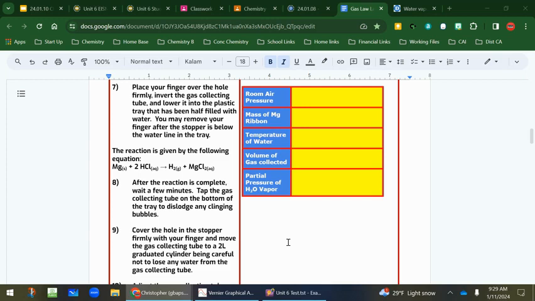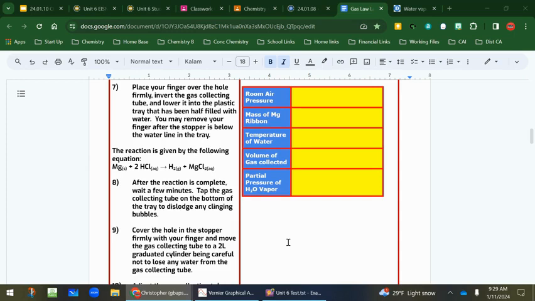What pressure do we know? Room pressure. We are going to do something called equalizing the pressure. We want the pressure inside the tube to be equal to the pressure outside. That happens, ladies and gentlemen, when the water level inside the tube is equal to the water level in this container. Watch the water level in this container.